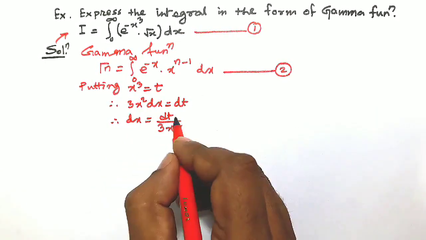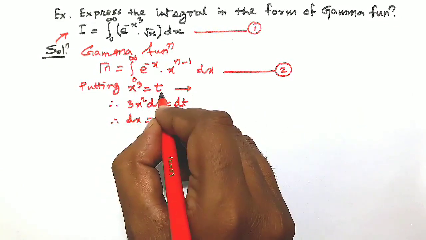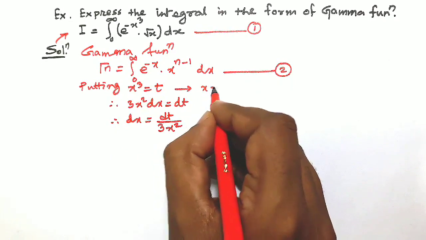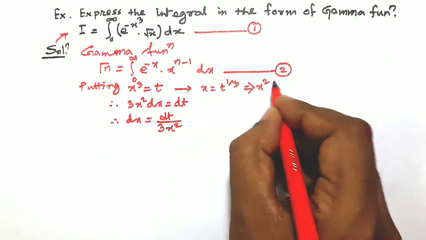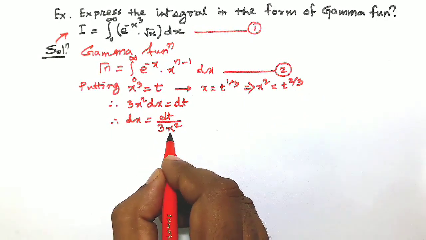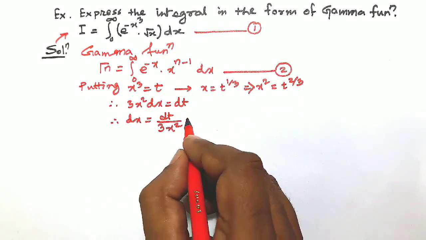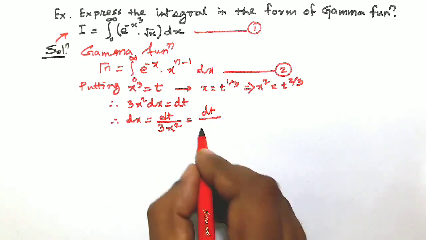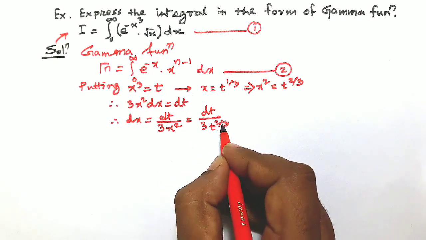Now friends, what is x square? Here you see that since x cube is equal to t, so x is equal to t to the power 1/3. That means x square is equal to t to the power 2/3. So friends, we can replace this x square by t to the power 2/3. So this is dt upon 3 times t to the power 2/3.